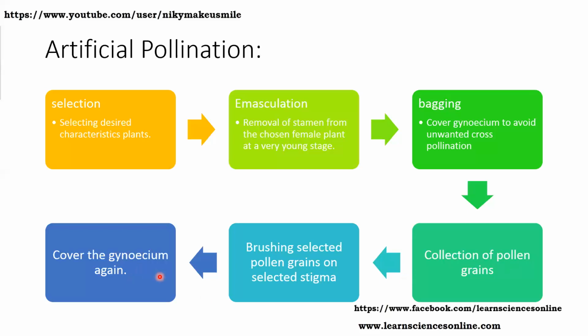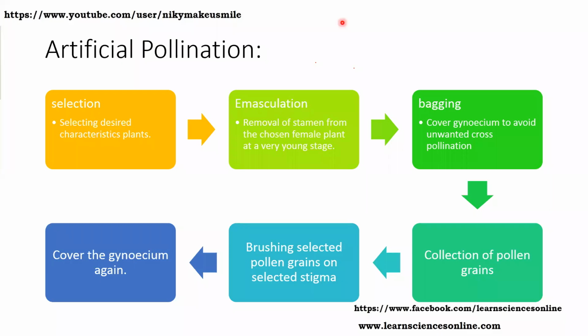So these are the steps of artificial pollination: selection of the male and female plant, then removal of the stamen from the chosen female plant, then covering the gynoecium to avoid unwanted cross pollination, then collecting the pollen grains from the chosen male plant, then brushing the selected pollen grains on the selected stigma, and then covering the gynoecium again. This process in which humans artificially pollinate the plant is known as artificial pollination. Is it clear to all of you? Any confusion in this?